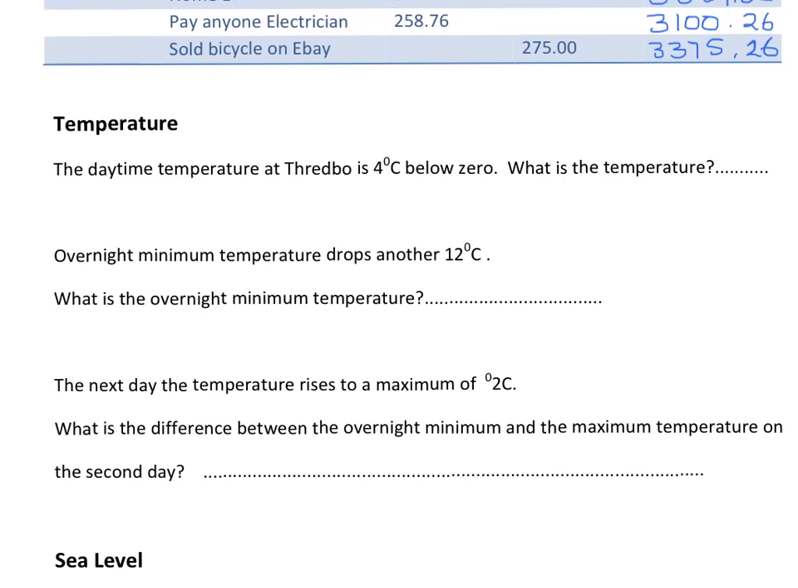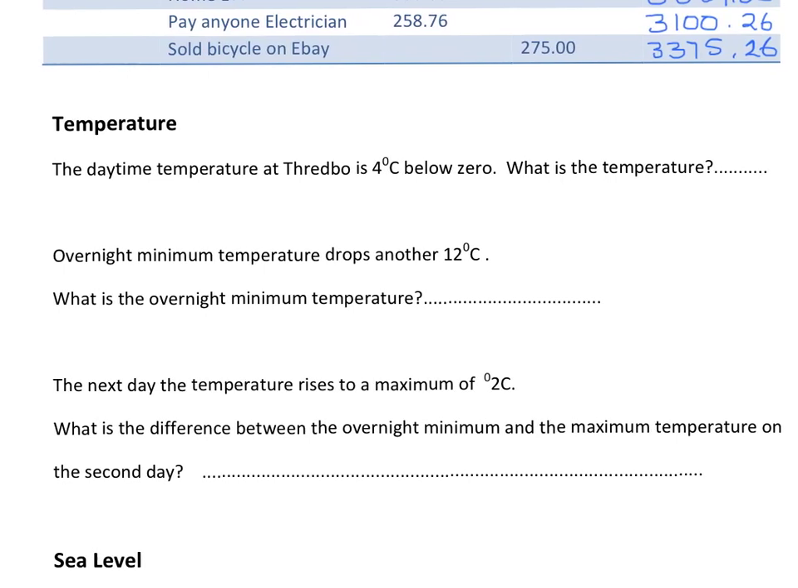Now, temperatures below 0. What was 0? 0 degrees centigrade is the temperature at which water freezes. But sometimes the daytime temperature at places like Thredbo will be below 0 degrees. So let's look at our temperature here. Daytime temperature at Thredbo is 4 degrees below 0. Well, we can actually write that as a negative number. We can write it as negative 4 degrees centigrade.